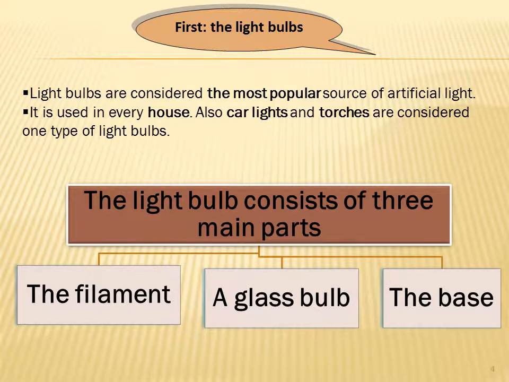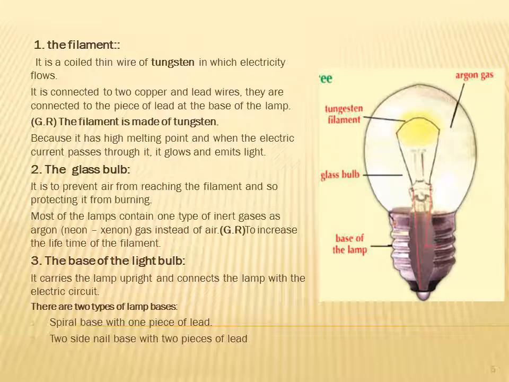What does it consist of? The light bulb consists of three main parts. Concentrate with me here, please. So, every light bulb consists of three main parts. Number one, the filament, which gives me the light; the glass bulb; and the base. Let's talk about every part in detail, but I'm going to start with the base. Let's take it from down to up.